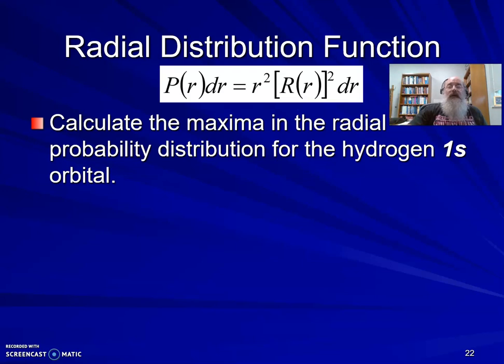So the probability of finding the electron at a particular radius might be higher, even though the individual points on that radius are smaller in probability than at the smaller radii. So we use this function, probability dr equals r squared times the square of the radial function dr, to do our calculation.